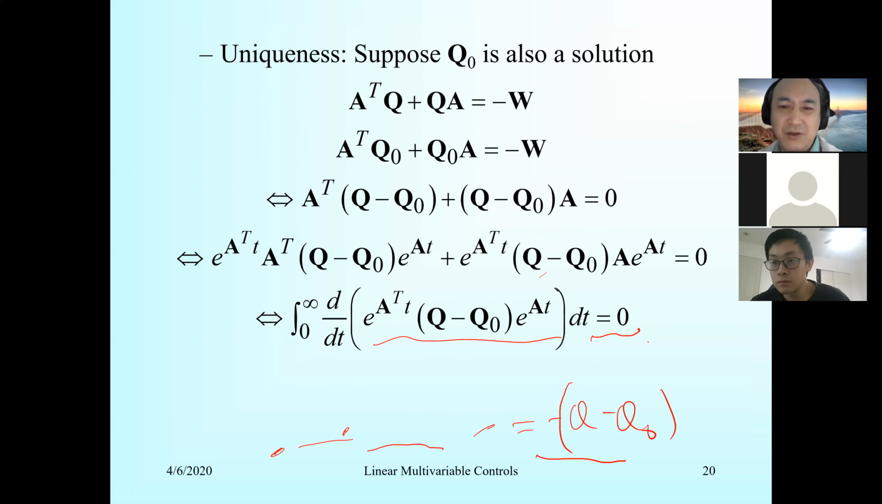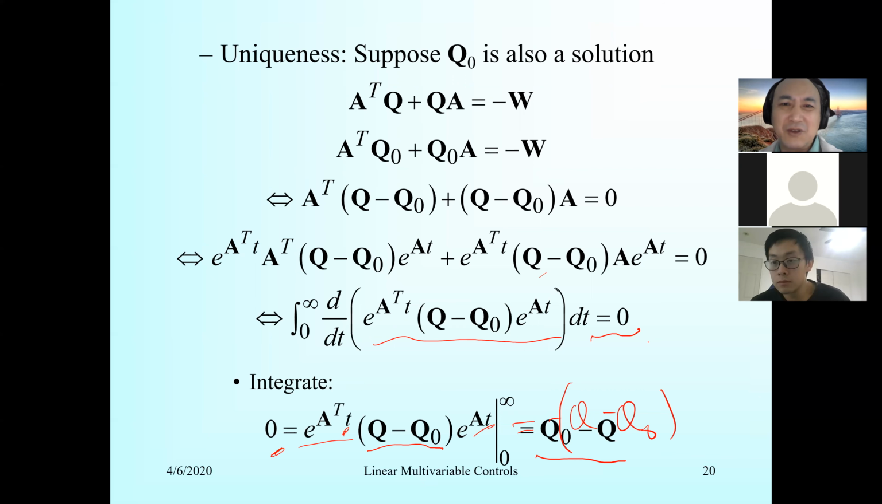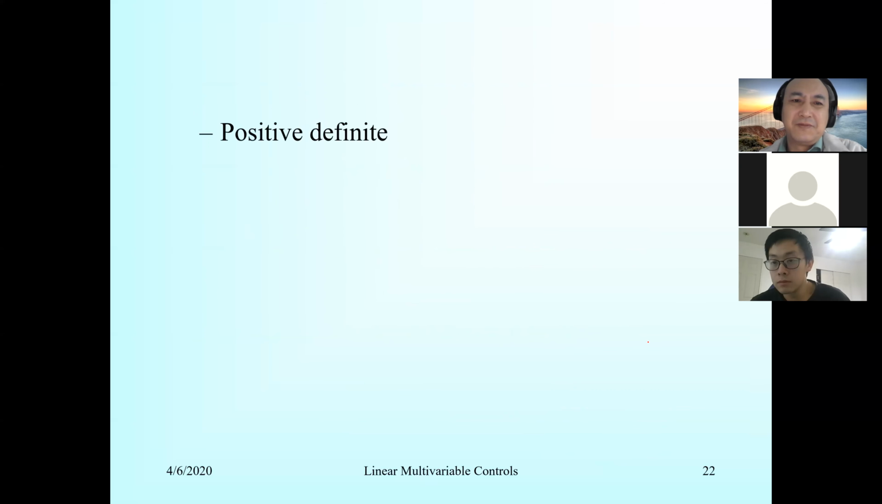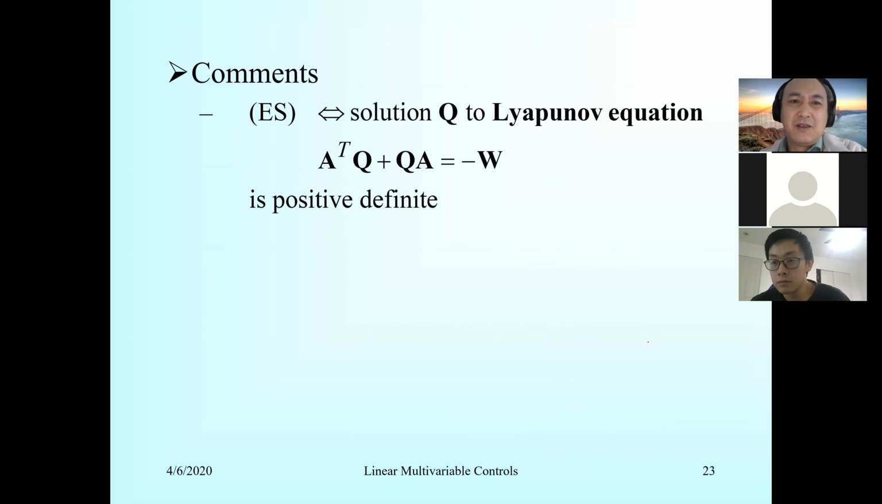And if you have another Q that is the same, satisfying the Lyapunov equation, then this Q and Q0 must be the same, okay? Must be the same. So that's uniqueness. So it's very interesting, isn't it? So exponential stability is basically your solution Q to the Lyapunov equation being positive definite, okay?